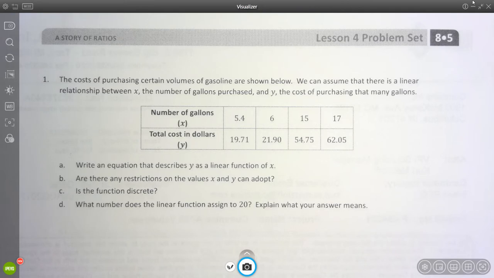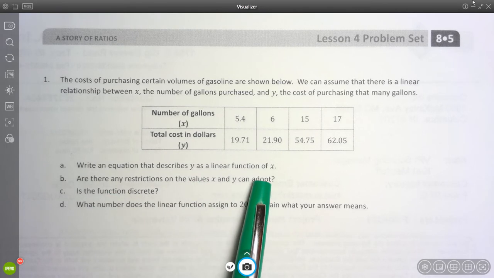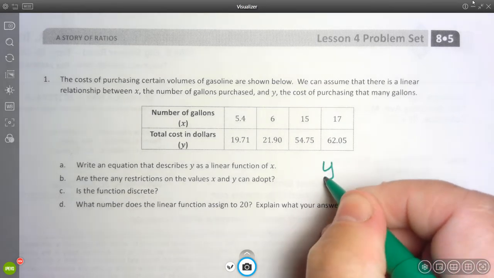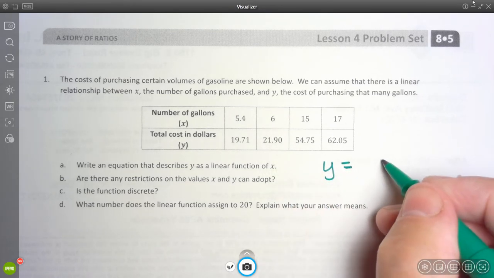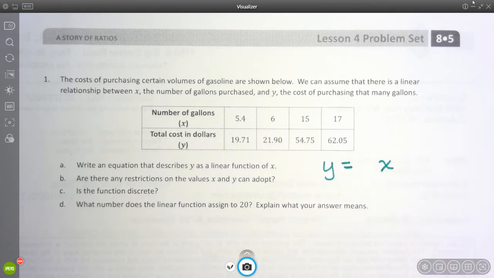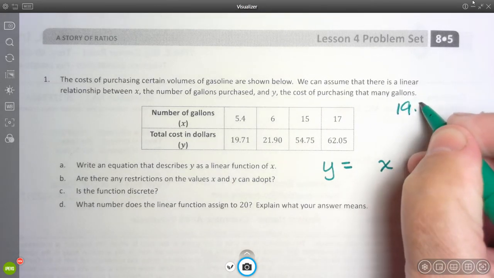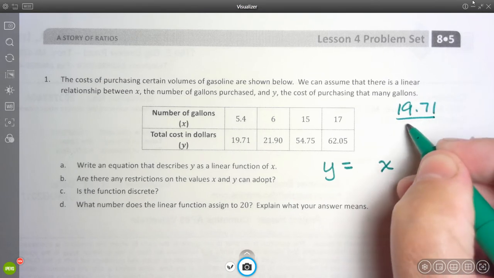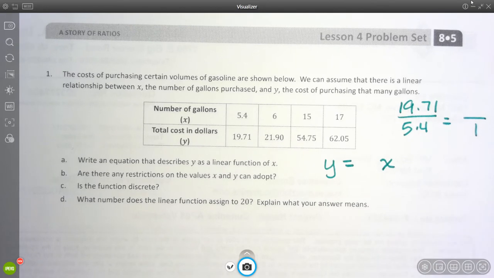First thing they want us to do is A, write an equation that describes Y as a linear function of X. So Y is going to equal the cost per gallon times X, the number of gallons we buy. So let's figure out the cost per gallon. If it's $19.71 for 5 4/10 gallons, how much would it be for 1 gallon?